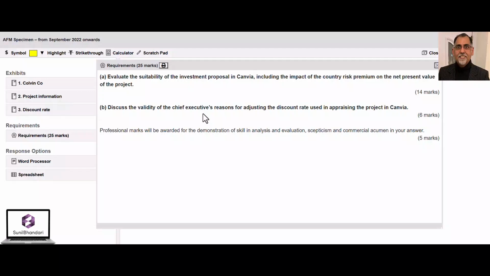Now, this chief executive. You are writing, even though this is not a report answer, so remember that you're talking about a chief executive. You may well be working for this company. You may be advising this company. So when you are looking at this chief executive's reasons, you must make sure that you present your answer in the correct, professional manner.